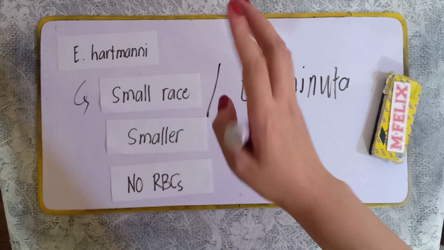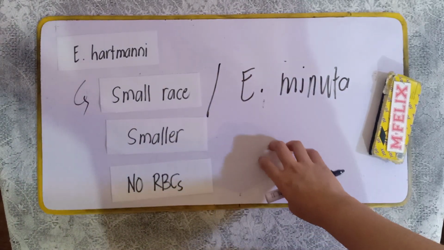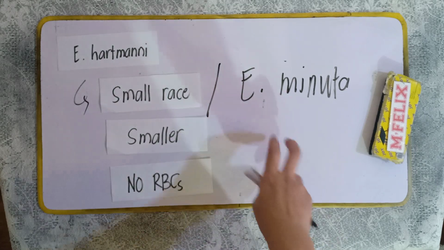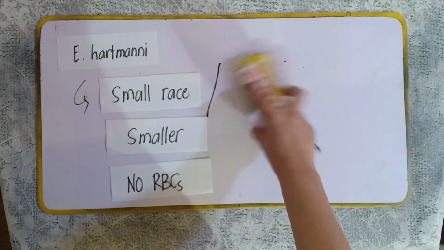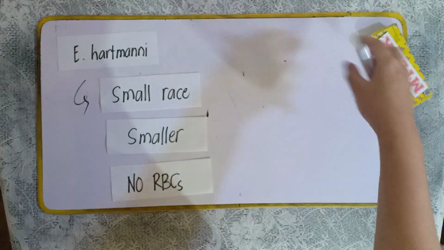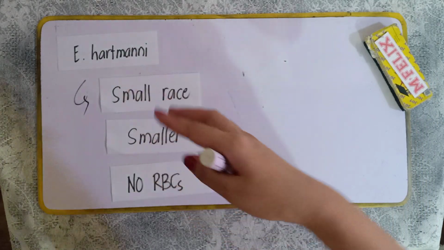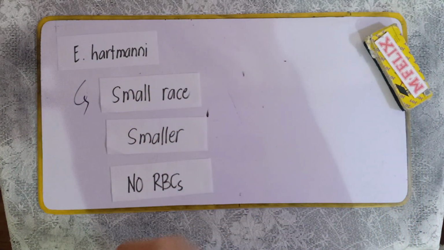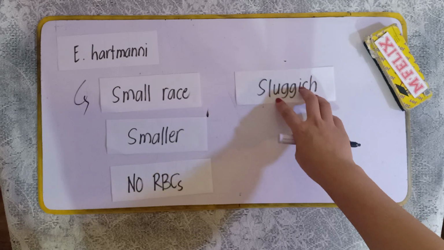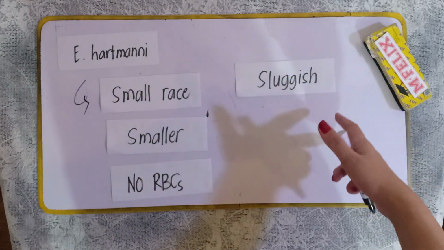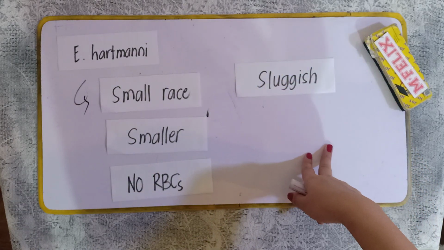Okay? I think mas magandang isagot is the basis on their size. Okay? So, mas maliit ang ating Entamoeba hartmanni. And then, aside from this one, they also differ when it comes to their motility. Okay? They have a more sluggish motility compared to your Entamoeba histolytica.